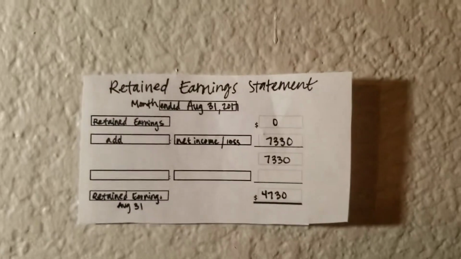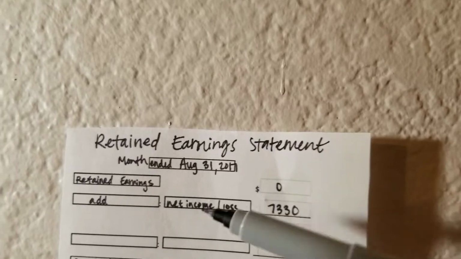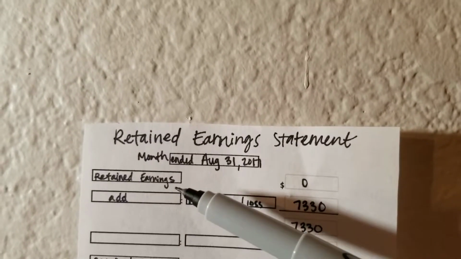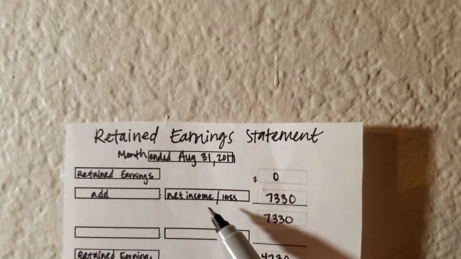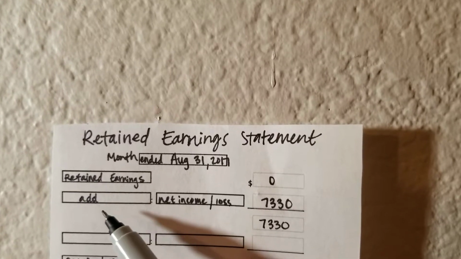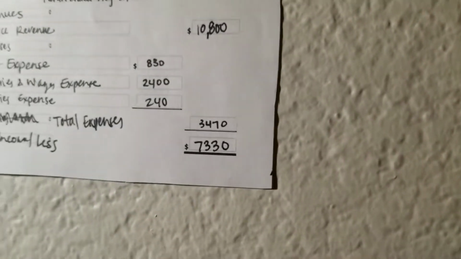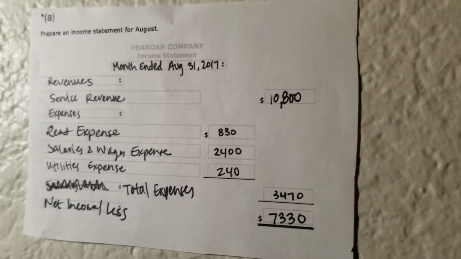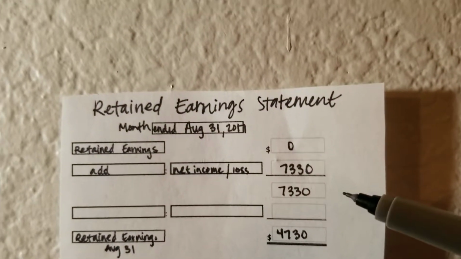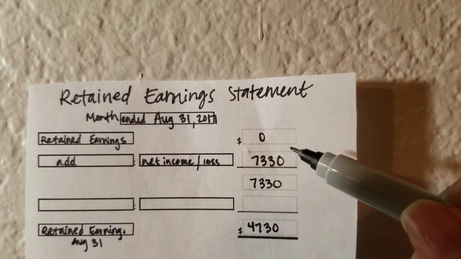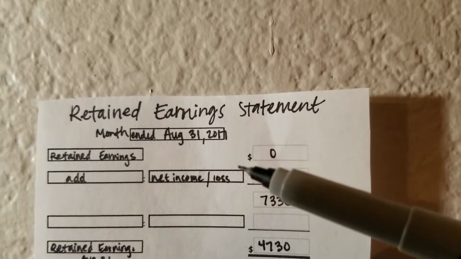Next, we move on to the retained earnings statement, and you'll notice we have the month ended August 31st, 2017. We start with no retained earnings, so we put 0, and then you either add or subtract the net income or net loss. We have income, so we'll add, and we take the net income from our income statement, which is the $7,330 right here. So I've already input that, and typically you would add them, but because we have no retained earnings, it's just going to be that $7,330. And then we move on.